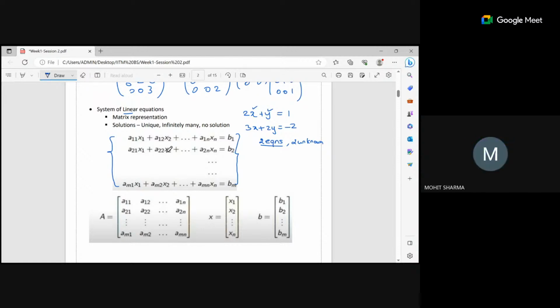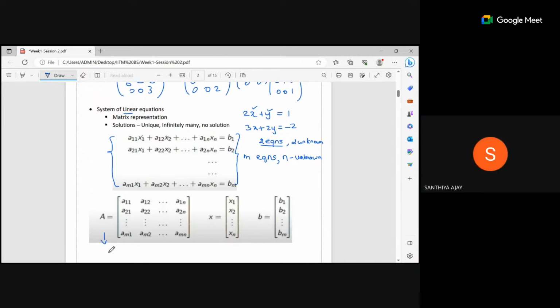So, n unknown variables. Now how to represent it as a matrix? I guess you all know. You just pick all the coefficients of x1, x2, xn from all the equations and put them in matrix form. And what is the name of this matrix?